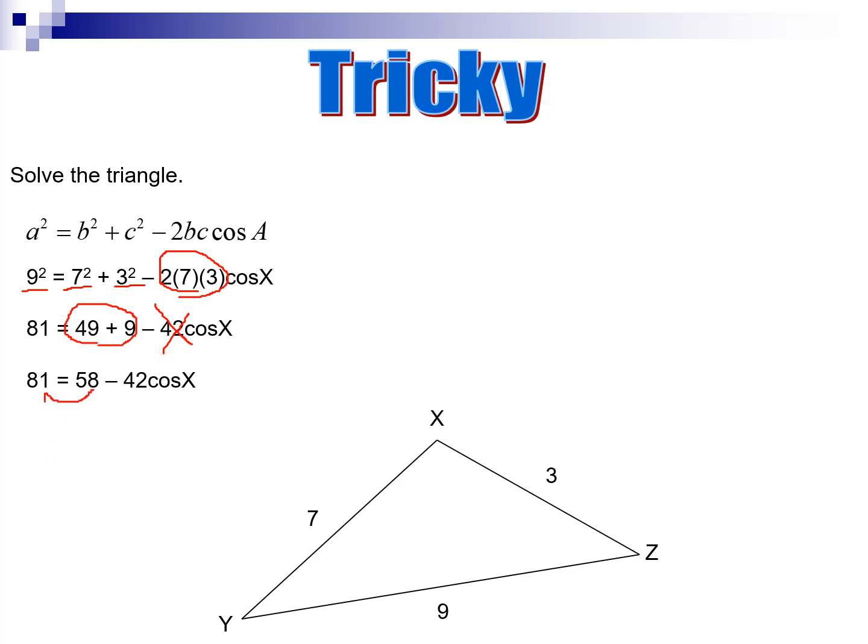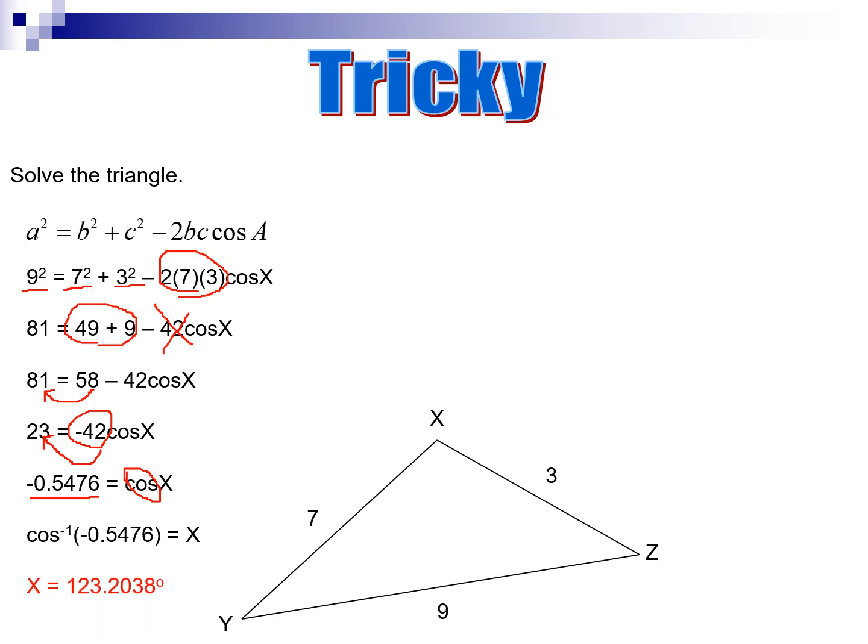From there, subtract the 58, and then from here, divide the negative 42. Again, be careful, do not forget about the negative 42. And you should get something like that. And then again, to solve for x and to get rid of cosine, you have to do cosine inverse. Once you get the cosine inverse, we have our angle that goes in here. And then I already jumped the gun, but I guess the next angle we're solving for is z.